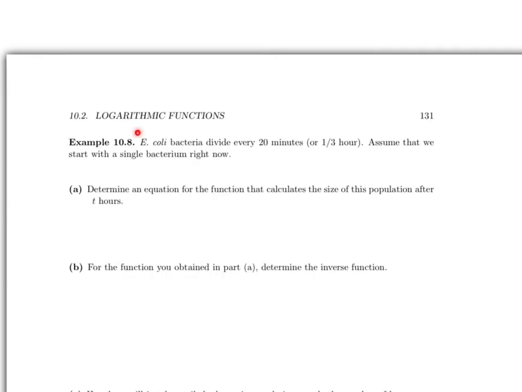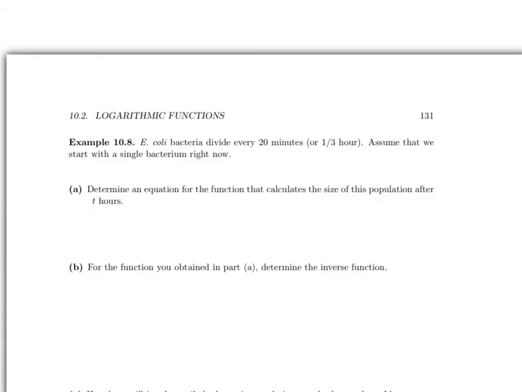Let's go ahead and look at example 10.8. E. coli bacteria divide every 20 minutes, or every 1/3 of an hour. Assume that we start with a single bacterium right now. Let's look at part A. Determine an equation for the function that calculates the size of this population after t hours.